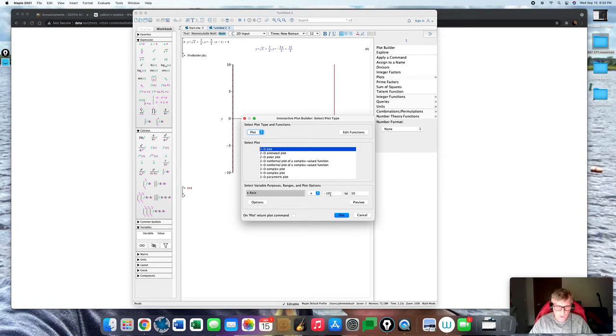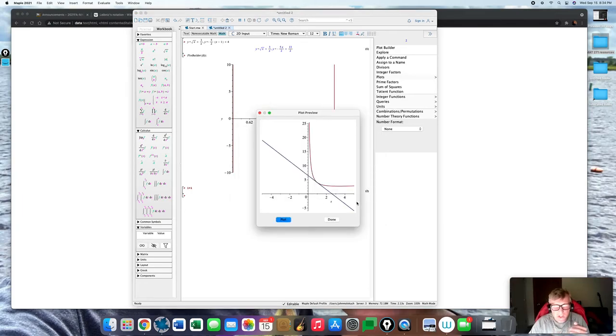Now, you might want to control the x-axis ranges. Remember, I want the slope of the tangent line at x equals 1, so I don't need to see all the way from negative 10 to 10. Maybe negative 5 to 5 will be good. And I can preview this, and there it is, right? I can screenshot this and put it in my lab or whatever. But sure enough, at the point 1, 4, that was the point on the graph, this is the line that is tangent to the curve.